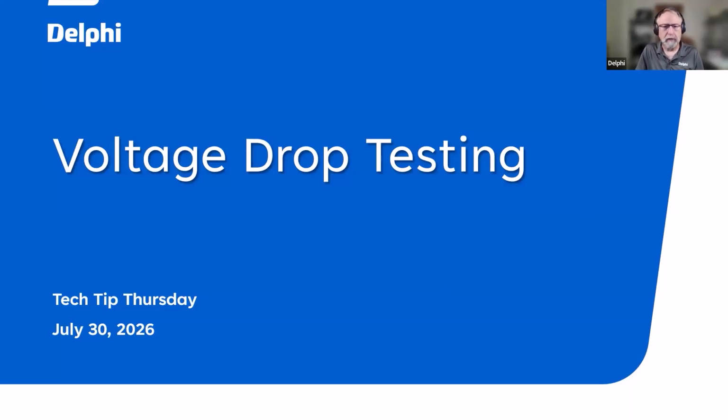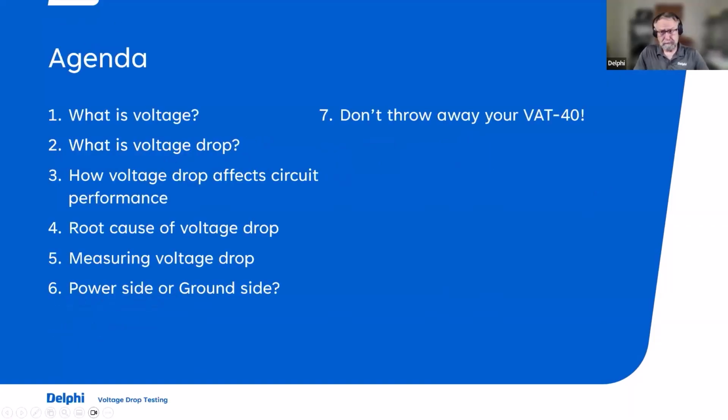So let's get underway here. Today's agenda: what is voltage? What exactly is it? And then in turn, what is voltage drop? Why is that something we need to be paying attention to? We're also going to talk about how voltage drop affects circuit performance and why we're having to diagnose it in the first place.